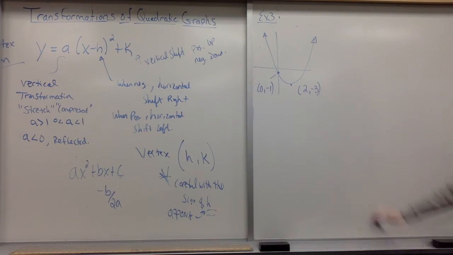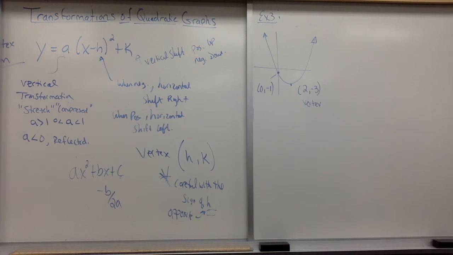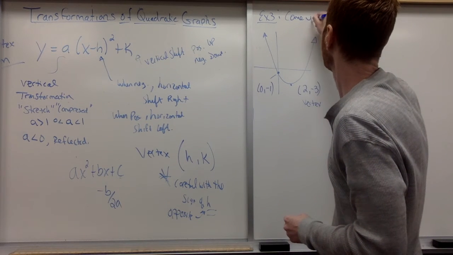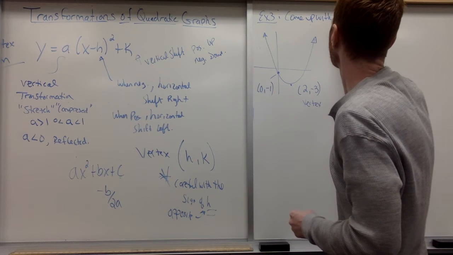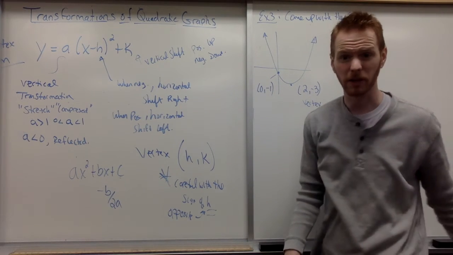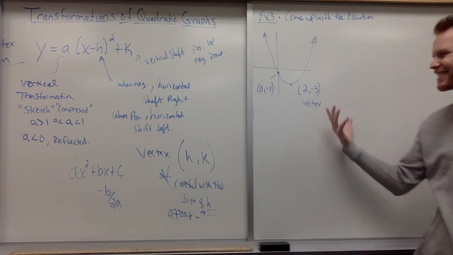Okay? So once again, this is my vertex. And then this is just a random point that I found on the grid. Okay? Here's a good official way. So come up with the equation. That's usually not how it's phrased, but hey, we're going to have some fun with it, okay? Come up with the equation for this graph here.